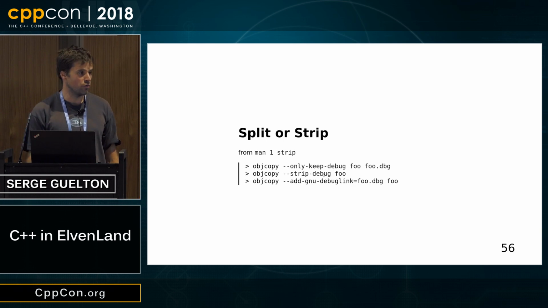Then I strip the debug information from my binary, and I can, if I want, add a link between the two. So it's just a reference. It does not put the content back. So that's how you can do the inverse of strip in some way.